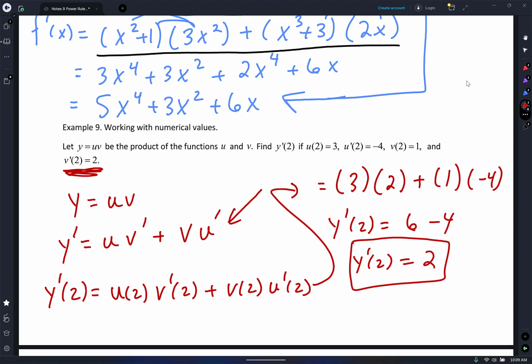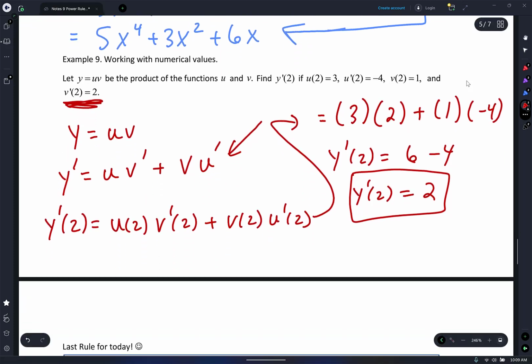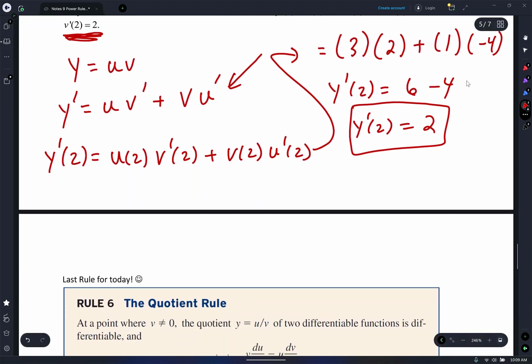How do we feel, guys? Nothing crazy, right? Okay. All right, so that's the product rule.